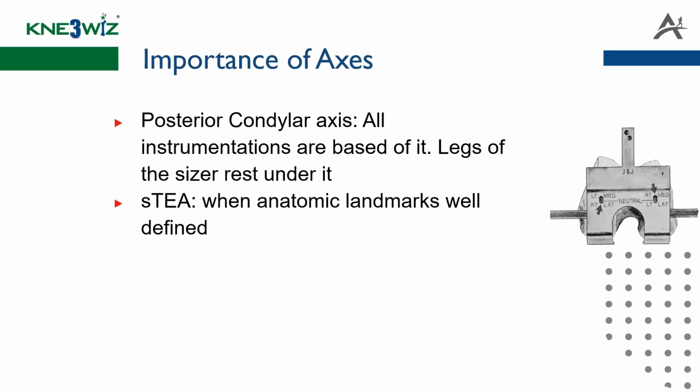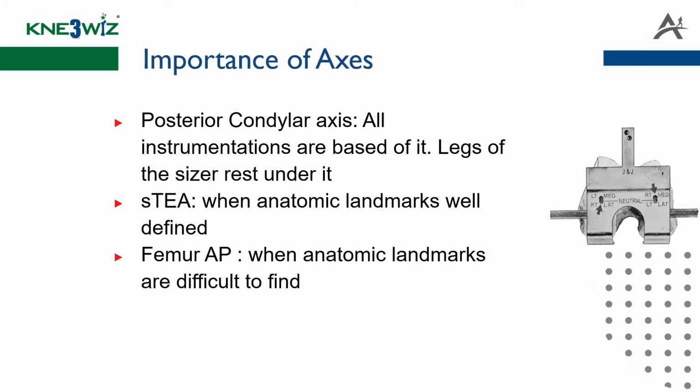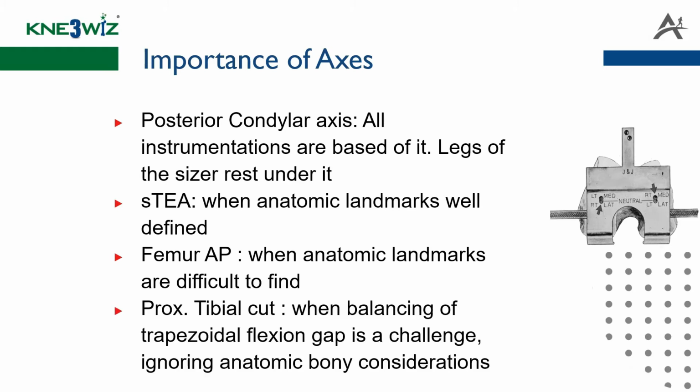When the anatomic landmarks can be well defined, the surgical transepicondylar axis is the most accurate. When anatomic landmarks are difficult to find, femur AP axis is a very good alternative. When balancing a trapezoidal flexion gap, proximal tibial cut helps align the femoral component to generate a rectangular gap. Thus, each axis is useful and important.